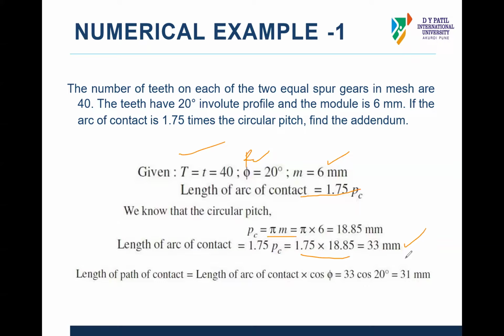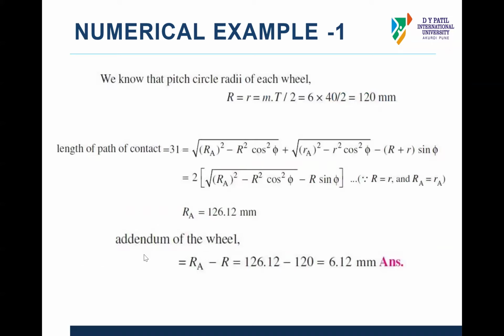So we have a correlation between path of contact and arc of contact. Basically, length of arc of contact is path of contact upon cos phi. So we can calculate the length of path of contact by considering arc of contact into cos phi. The value of arc of contact is available, that is 33 multiplied by cos 20. Pressure angle is given, 20 degrees. So 33 into cos 20, we will get the value of path of contact, that is 31 mm. Once we have this value of path of contact, then we can find the addendum value.